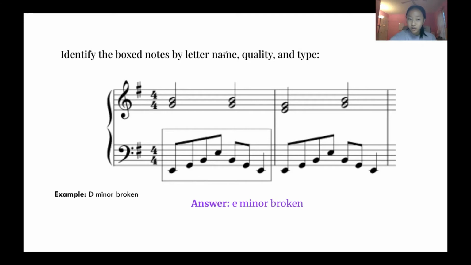And lastly, we know that it's broken because the three notes of the chord are not played at the same time.